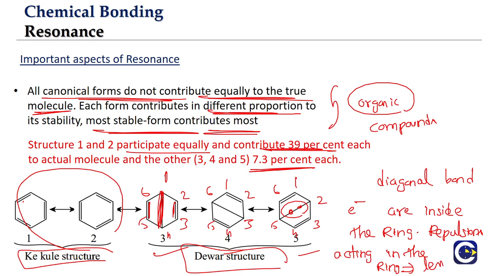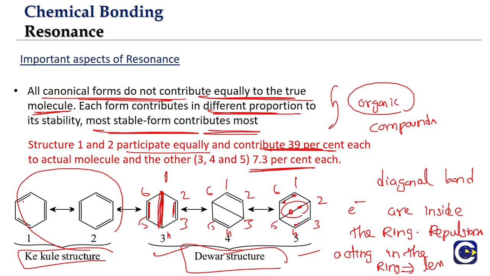Less stability. The repulsions, because if there are electrons inside the ring, means what? The other electrons, they will be what? All of them will be repelling it, right? So there will be more repulsions for the diagonal bond electrons. That is the reason why the Dewar structure will be less stable.